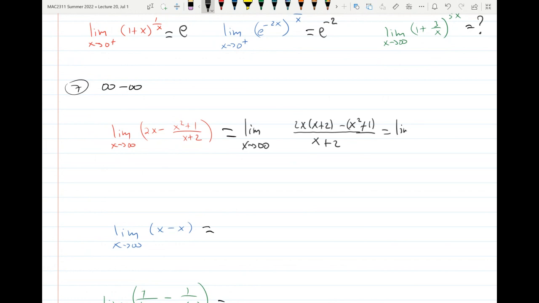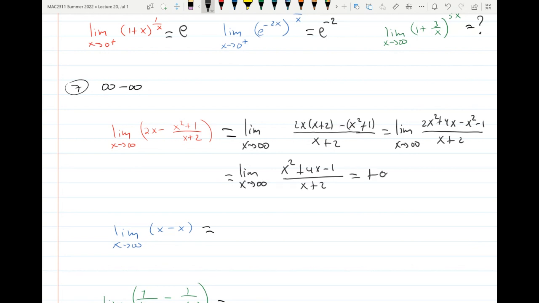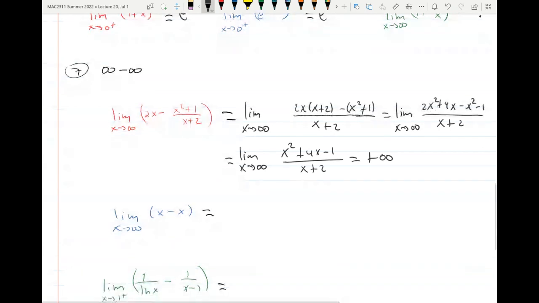And then we can distribute. So that would be 2x squared plus 4x minus x squared minus 1 over x plus 2. So this gives us the limit as x approaches infinity of x squared plus 4x minus 1 over x plus 2. And because this is a rational function, and the degree of the top is bigger than the bottom, this limit is positive infinity. That's our red limit.